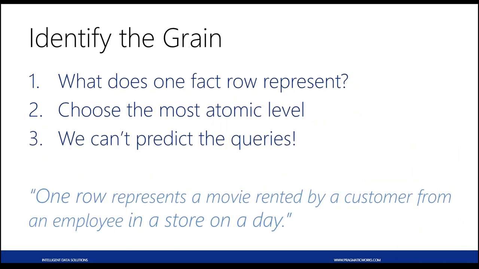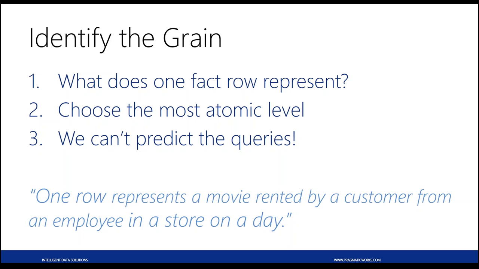Now the next step is to identify the grain of the fact table. This is the most important decision that you will make in your design process. We need to identify what is going to be the grain in our fact table. If you're new to data warehousing, you may not know what a fact table is. A fact table is at the center of our star schema, and it contains all of the facts about the business: how successful the business is, how many sales we had, how much quantity we moved, those types of things.